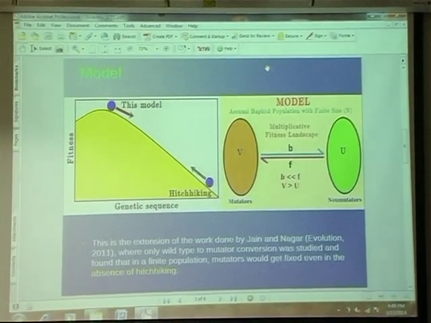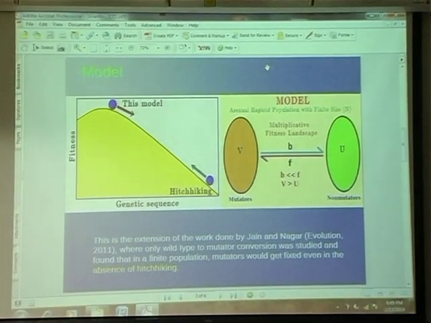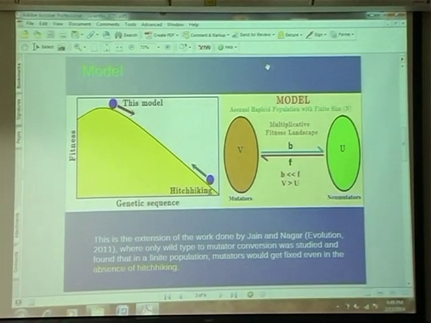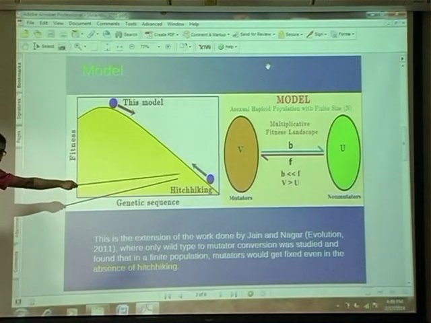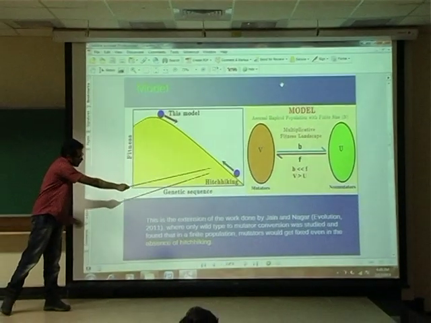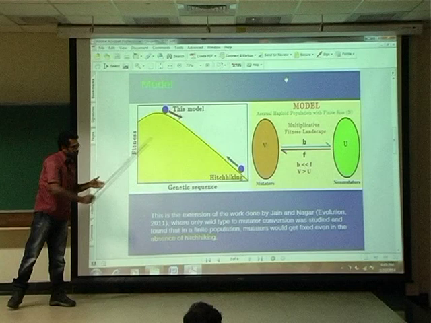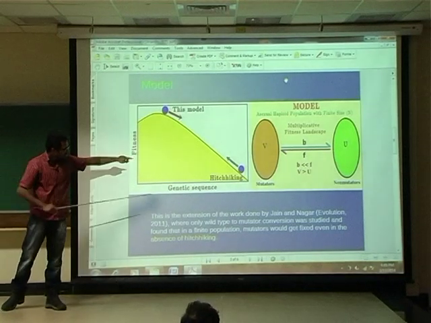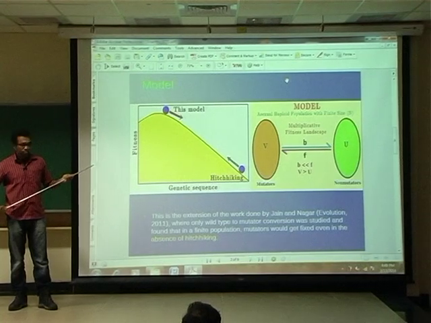I am considering a population which is sitting at the fitness peak, an adapted population. So I can work in this particular regime so that I can neglect beneficial mutations. If the population is here, there will be beneficial mutations, and I'll have to include hitchhiking, the process by which mutators get fixed in the population. This is the reason why mutators take over the population in Lenski's long-term evolution experiment.